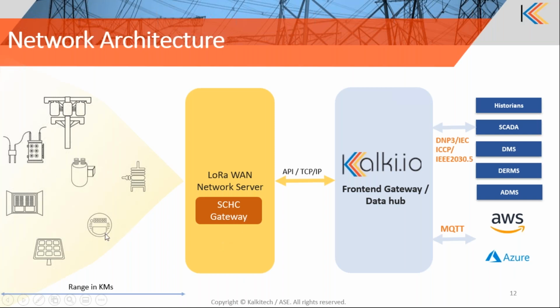For devices which support native protocols like DLMS, Kalki.io can make use of the SCHC gateways, provided either by a third-party provider or by the LoRaWAN network server as an additional stack, to transfer the communication payload like DLMS or other application protocols over LoRa using the SCHC gateway. So this is how the overall network architecture will look.